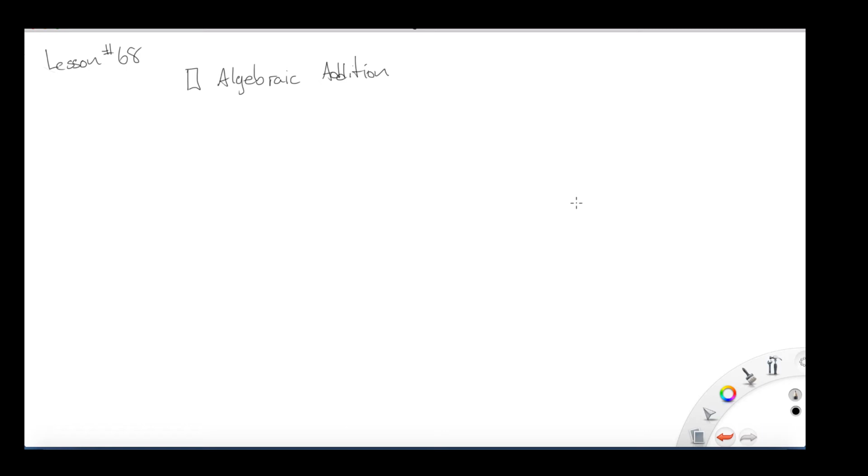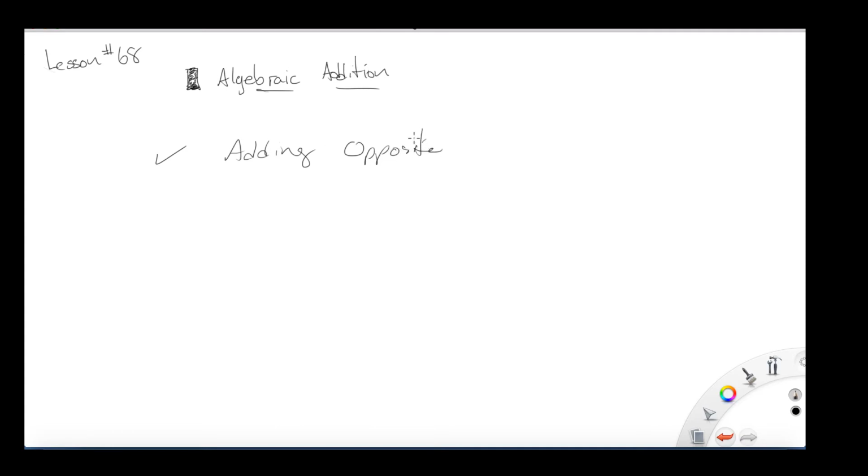Saxon Math, Course 2. We're in Lesson 68 today, and we're going to be dealing with a subject that is going to forever haunt you and the rest of your algebra careers called algebraic addition. Algebraic addition is relatively simple, but there are a couple of concepts that we need to make sure that we understand. The first one being adding opposites, okay? How do you add an opposite?